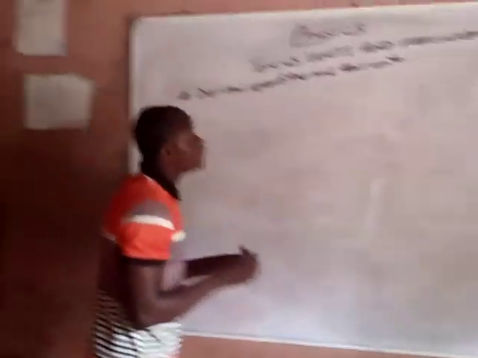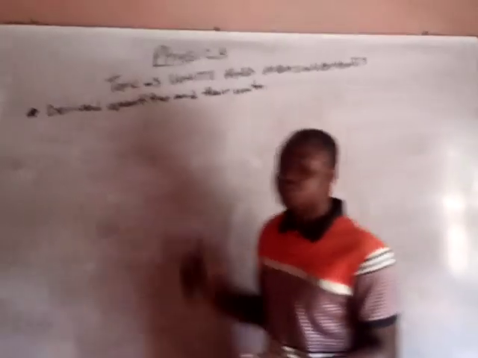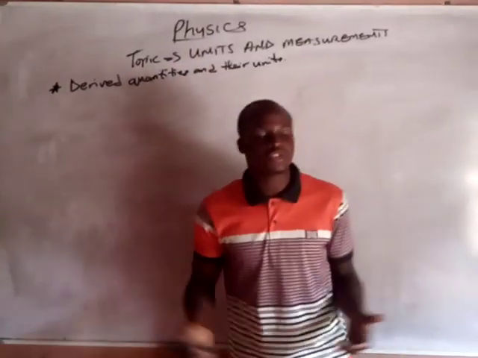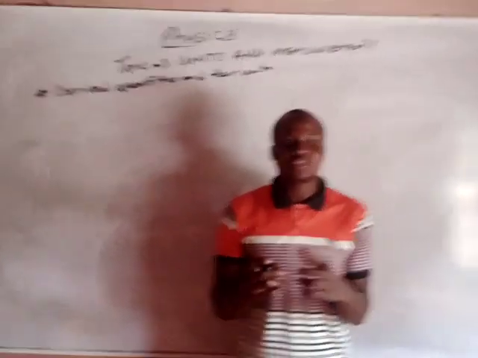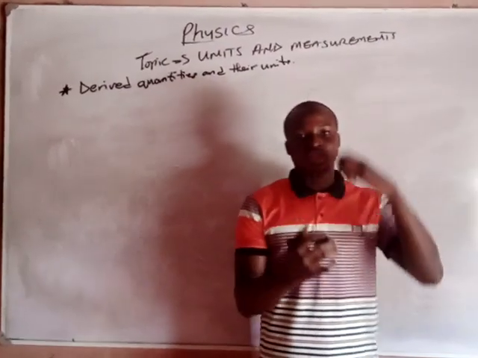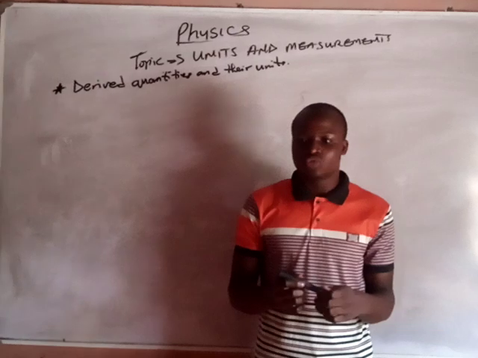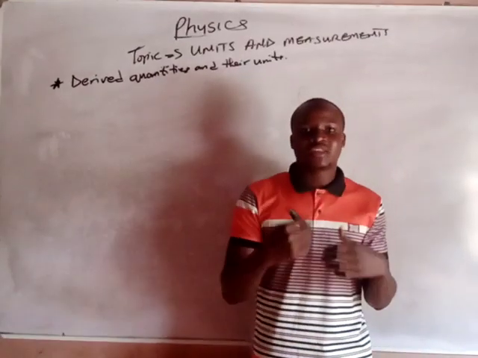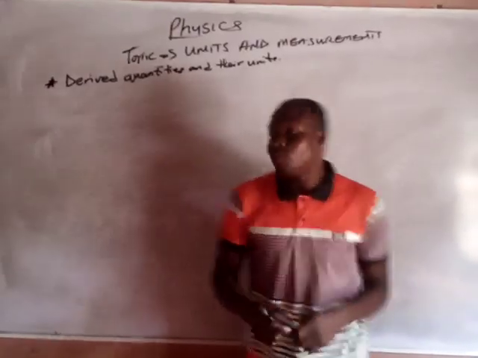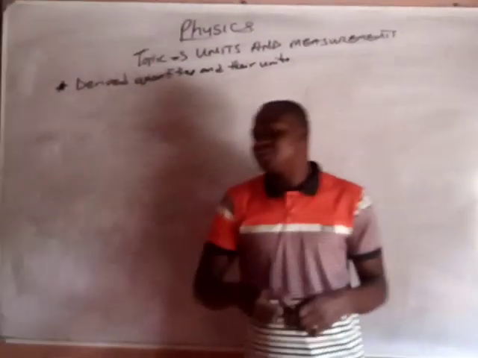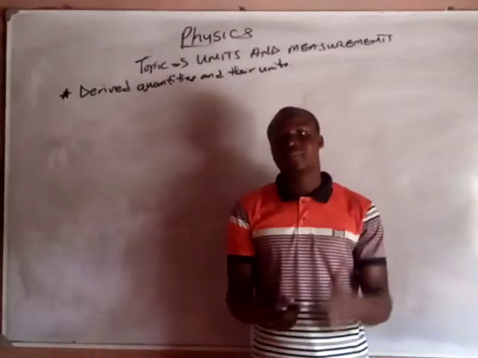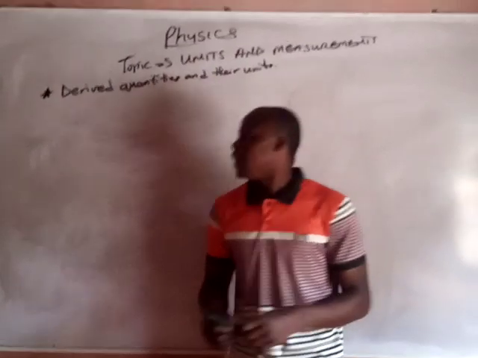Before I proceed, what are derived quantities? When we talk about derived quantities, these are quantities that depend on fundamental quantities. While derived units are units that depend on the fundamental units.